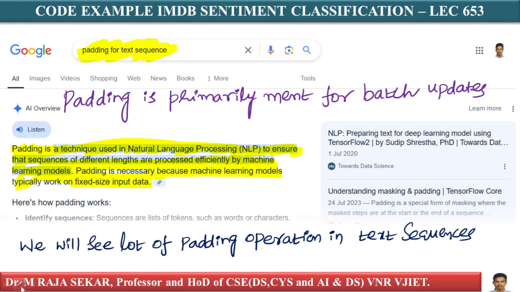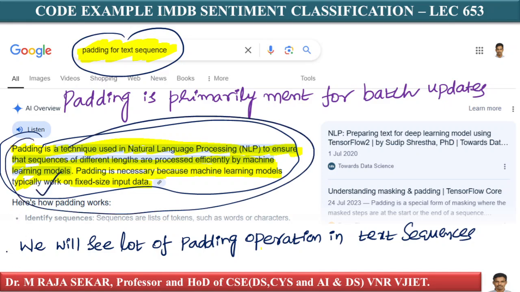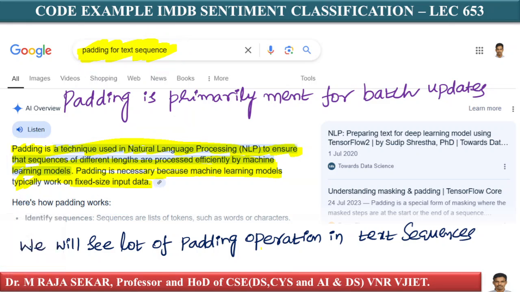What I did here is I typed this particular sentence, padding for text sequence, and I am getting this output. I request all of you to just read this particular statement. It explains the importance of padding, which we discussed in our previous lecture. All these slides are from my previous lecture.